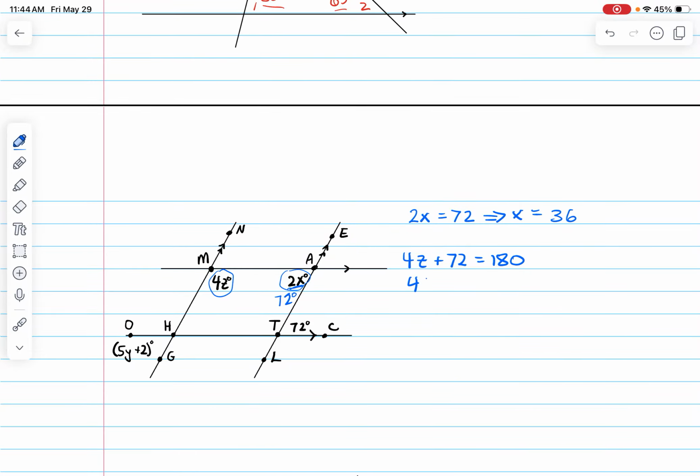So that gives us 4z is equal to 180 minus 72, I guess that would be 108, right? Okay. And if we divide by 4, that will give us z is equal to, what is that going to be? 72, or no, I'm sorry, 27. Yeah, 27. Okay, z is equal to 27. 4 times 27 is 108. Yeah, okay. So now we've got x and we've got z. Now I just need to figure out what y is. So let's see here.